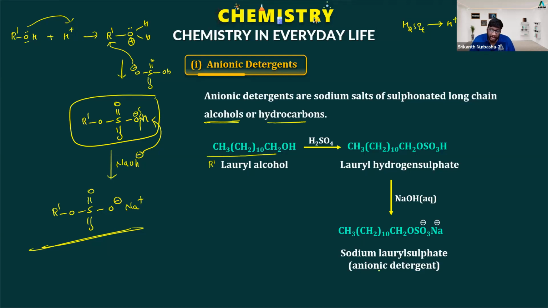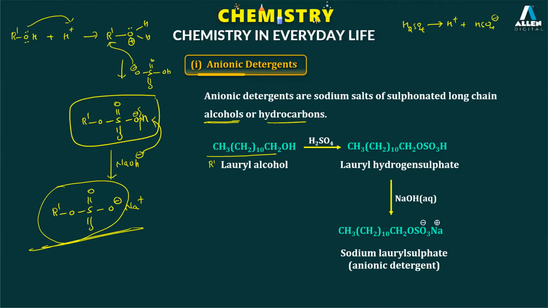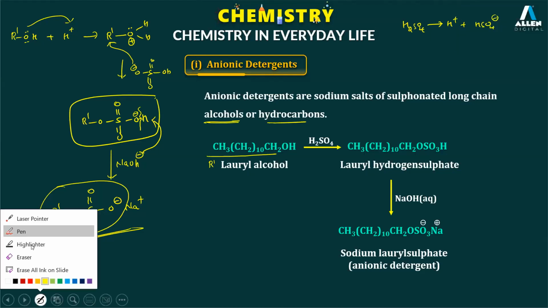Why do we call this an anionic detergent? Because we have R'O, S double bond O, S double bond O, O-. The long chain alkyl group is connected to an anionic part. That is why the name anionic detergent. Is that clear? Yes, sir. Yes, right. Very good.